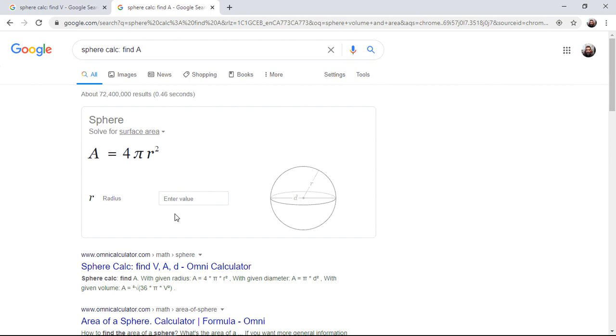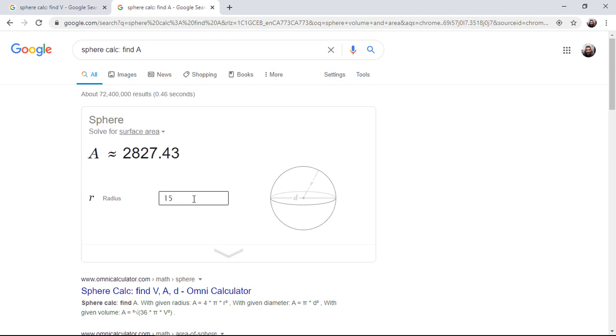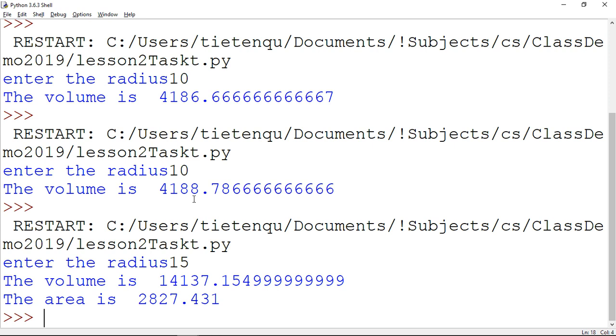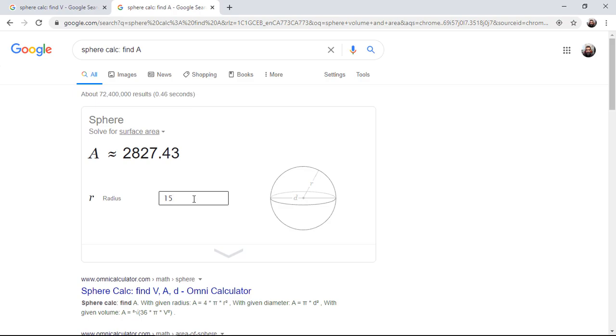Now we can just check to make sure that that's right. So we have 15, and we've got 2,827, just as we'd found here, 2,827. Now, it looks a little bit messy. The way Google's calculator works, it looks a lot cleaner. Let's maybe try and clean ours up a little bit.